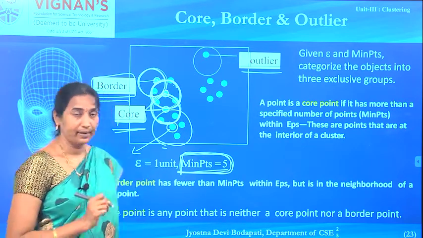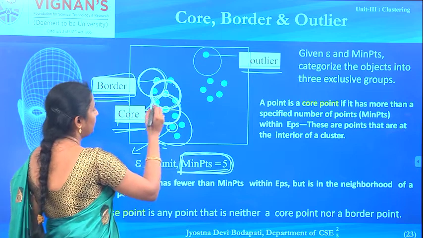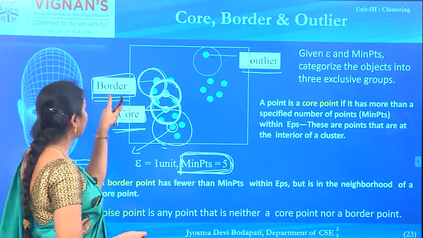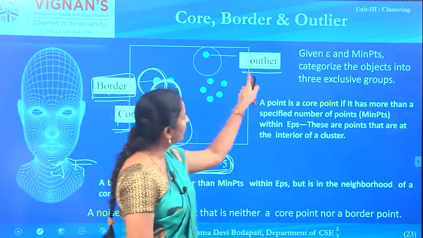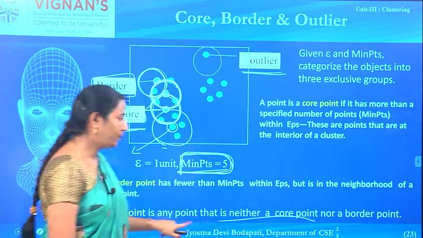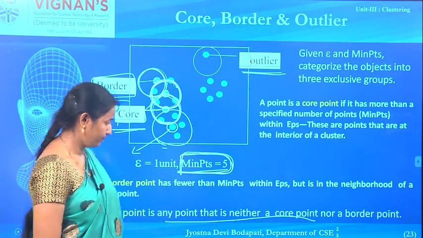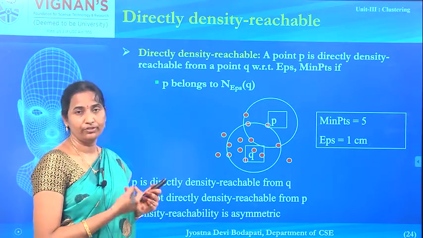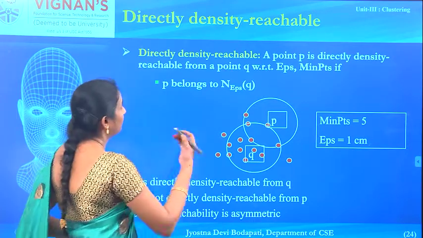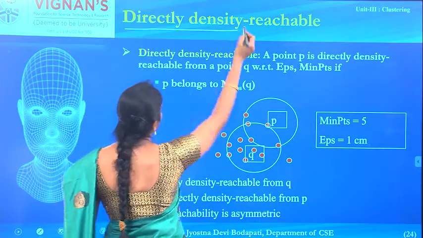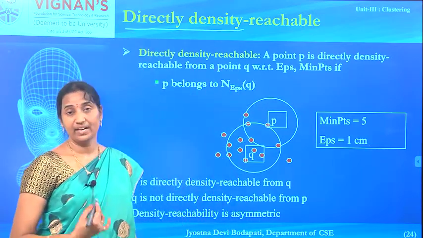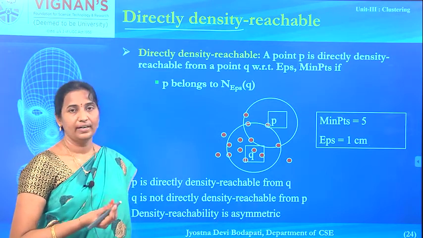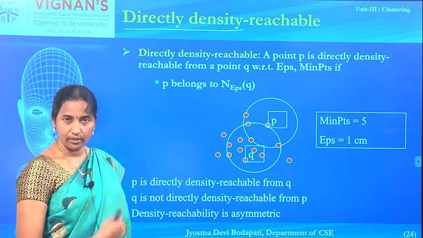So a border point is an element which is in the nearest neighborhood of some core point. Such elements are called border points, and the outliers are the points which are neither core points nor border points. So now everything is set. A few more terms we need to understand. They are related to connectivity. One is directly density reachable, whether the element is directly density reachable or not, or whether the element is simply density reachable or density connected. So these 3 terms we need to define.